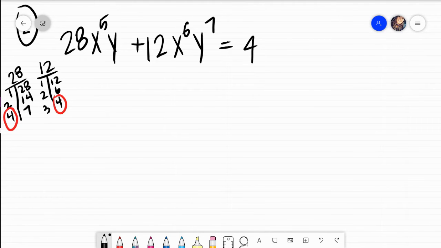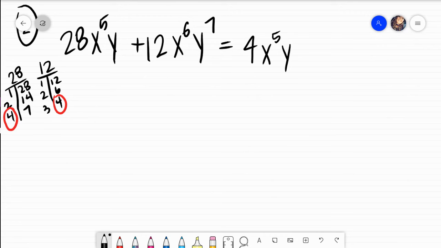Now let's look. Do each term contain an x? They both have an x. Which one has the smallest exponent? That would be the 5. Does each term have a y? Yes. What's the smallest exponent? 1. So you just write that. This is the greatest common factor.